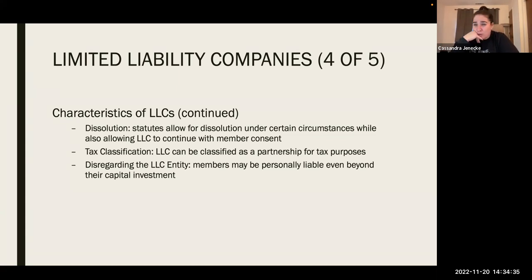LLCs are classified as partnerships for tax purposes, so there really isn't a tax benefit to an LLC in that you get taxed twice for it, right? The real big bonus for corporations is the tax shelter that it provides. Some members may be held personally liable in an LLC even beyond their initial capital investment, particularly members who are managing. So something to keep in mind if you don't use a manager managed LLC.